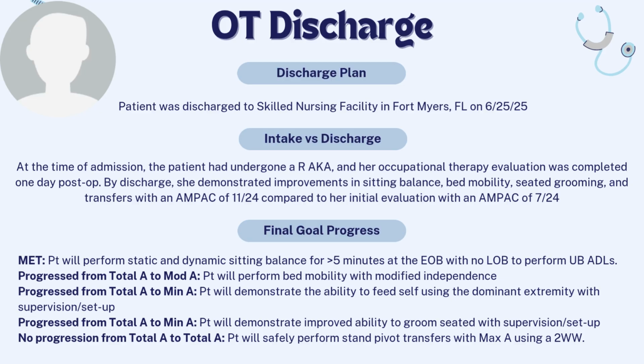The final goal progress that she made: she was able to meet her static and dynamic sitting balance goal, and she progressed from total assistance to moderate assistance for her bed mobility, progressed from total assistance to min assistance for ability to self-feed, progressed from total assistance to minimal assistance with her seated grooming, and then no progression towards her stand pivot goals. She was a total during eval and then a total at discharge.